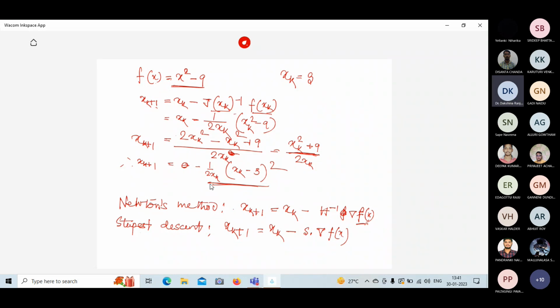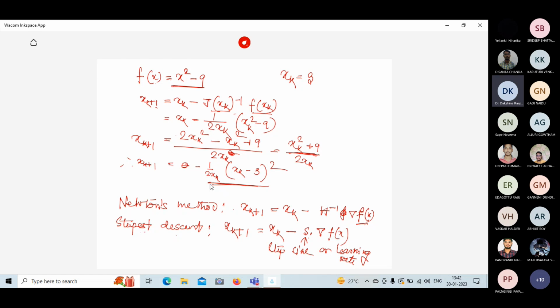we can see that in the steepest descent method we get this s, which is multiplied with the gradient of a given function f x. Okay, so the gradient of the given function f x, and this s is known as step size or learning rate. Step size or learning rate.